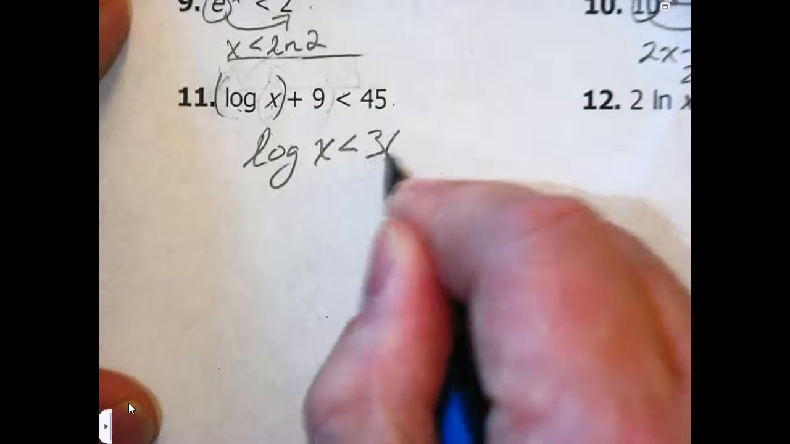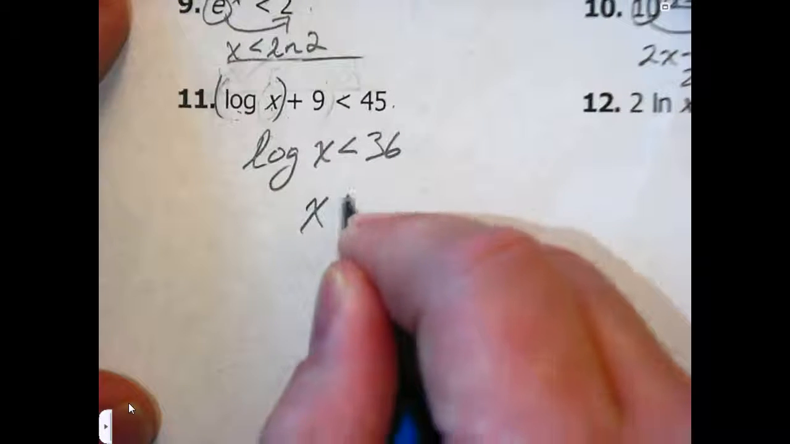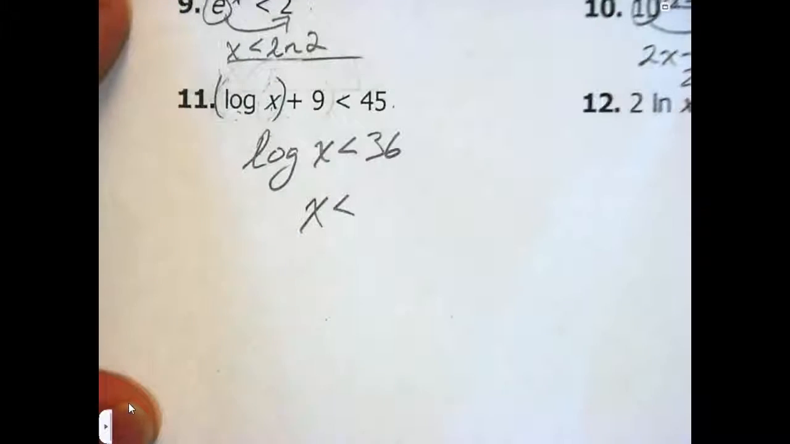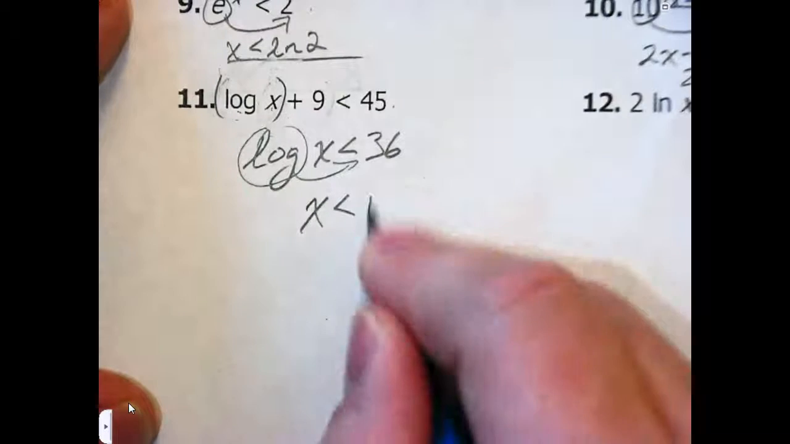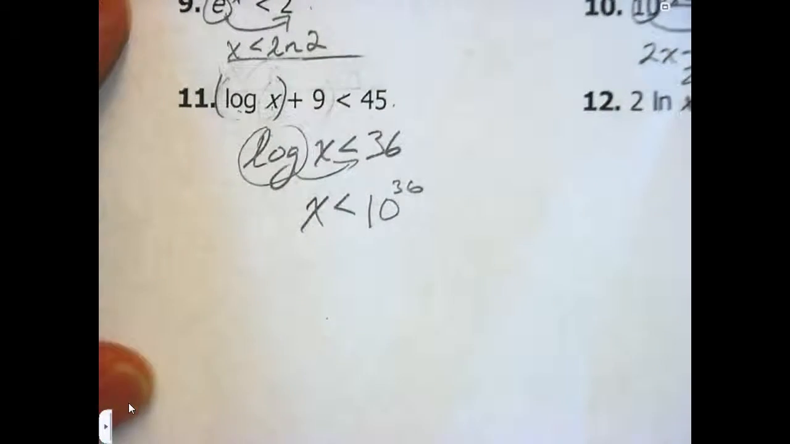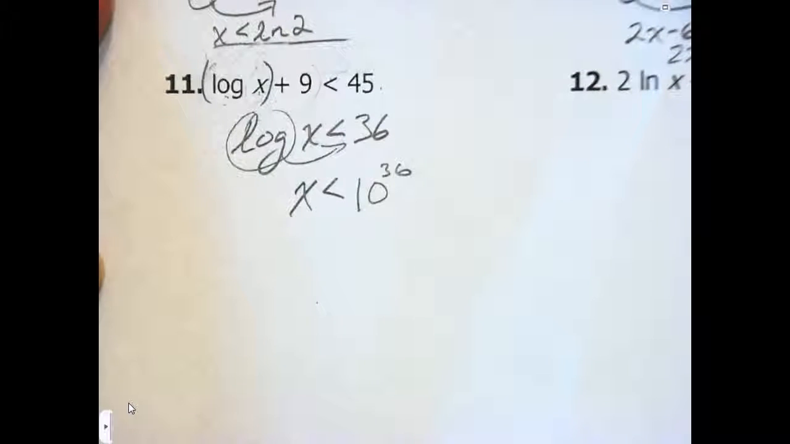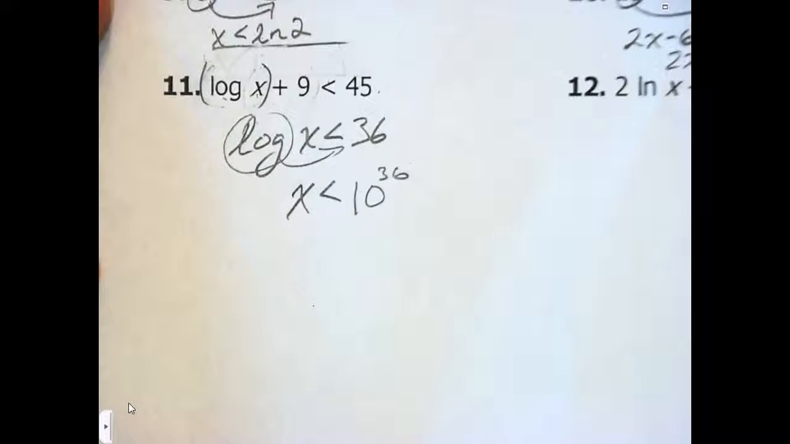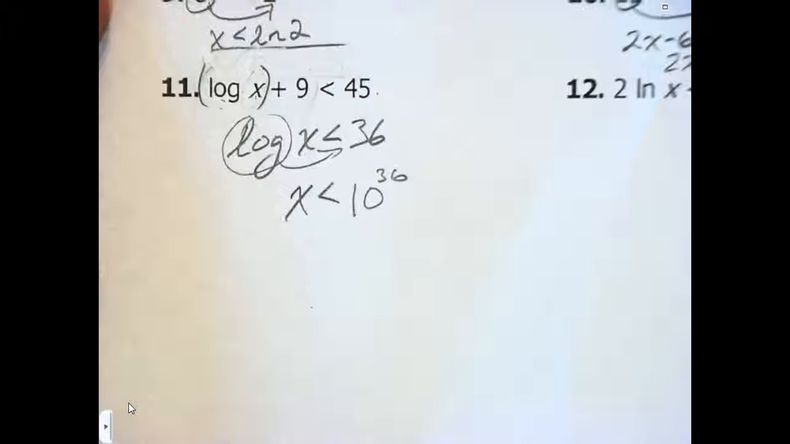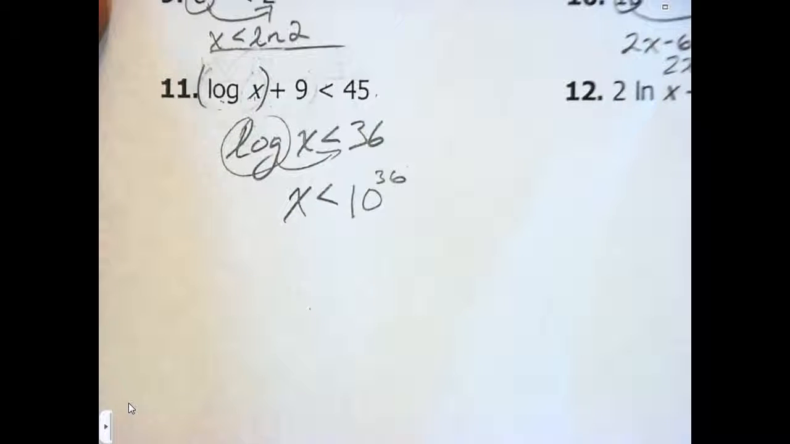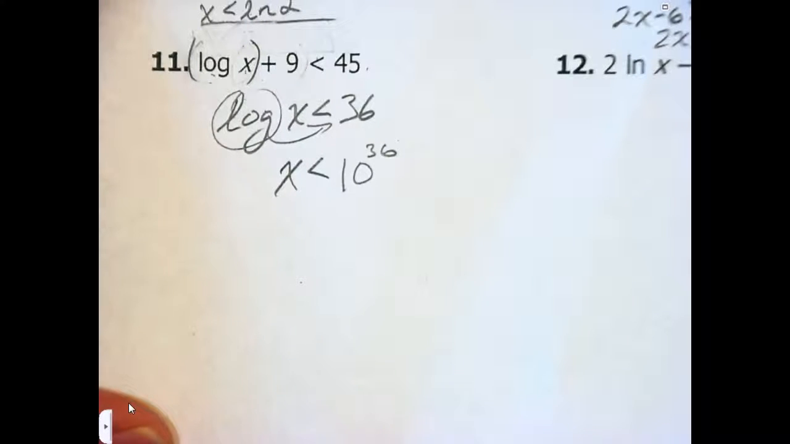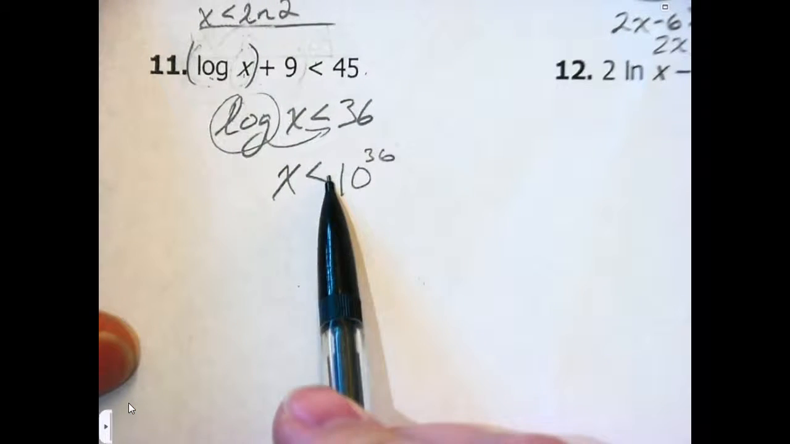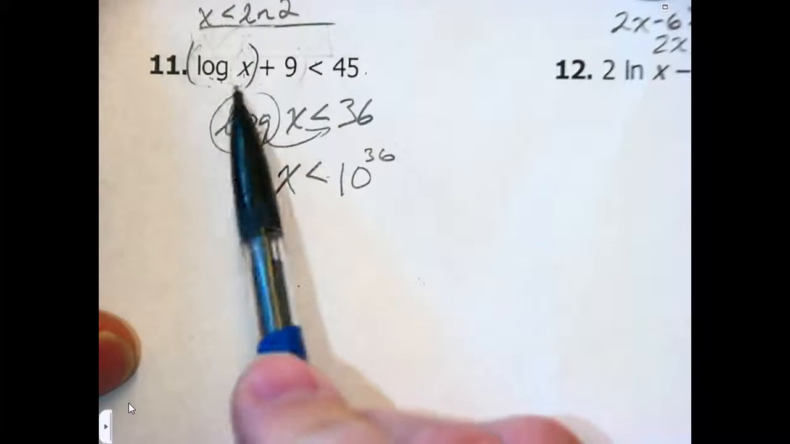is less than 36, which gives me x is less than 10 to the 36, which is a huge number. So I'm going to just leave it as 10 to the 36. Because that's like 1 with 36 zeros, right? I don't want to write that. Yes, you go ahead. All right. So, is that my answer? Well, there's one extra piece here. Whenever you have a log, you better add that extra piece.